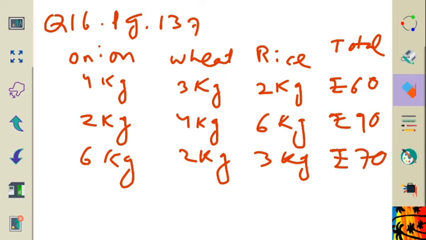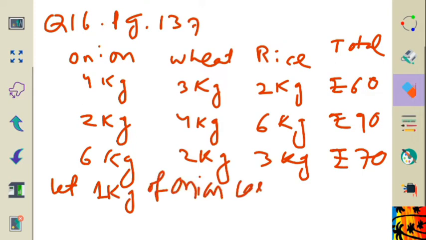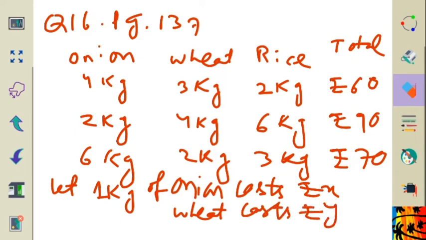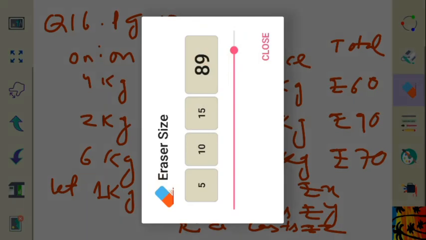So there are three things I am having. First of all, it is asked what is the cost of each kg of onion, each kg of wheat and each kg of rice. Now clearly you can see I will let 1 kg of onion cost rupees x, 1 kg of wheat cost rupees y, and 1 kg of rice cost rupees z. Clear? Now clearly I can form the equations here, right? So let me form the equations.